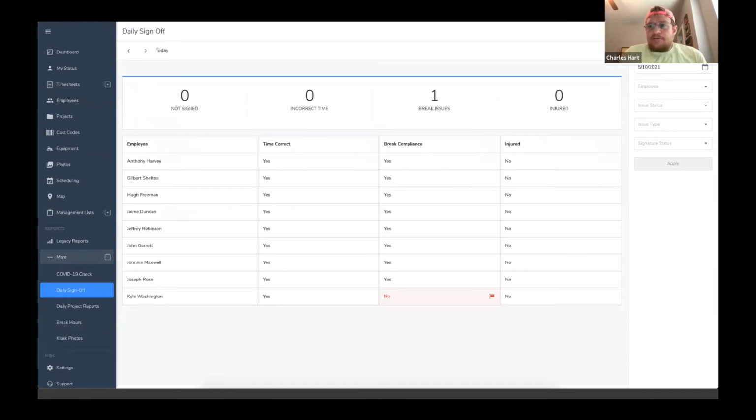This last one shows another view where you can see issues that are flagged. Break compliance, this one's flagged. And you can see it in the context of your other compliance questions I mentioned earlier. So if you had injury protection or time accuracy protection, and you also have break compliance, you can see any one of these as flagged responses from the employees that are out on the job site.